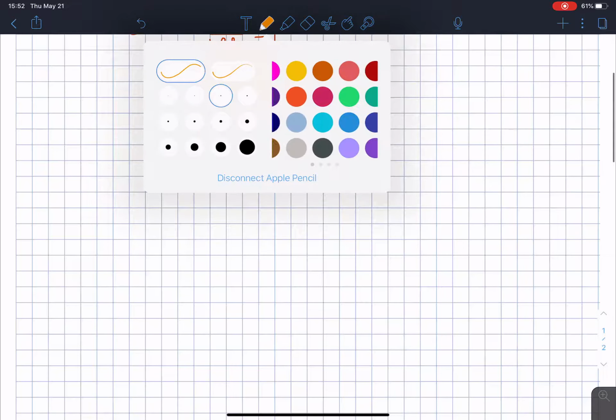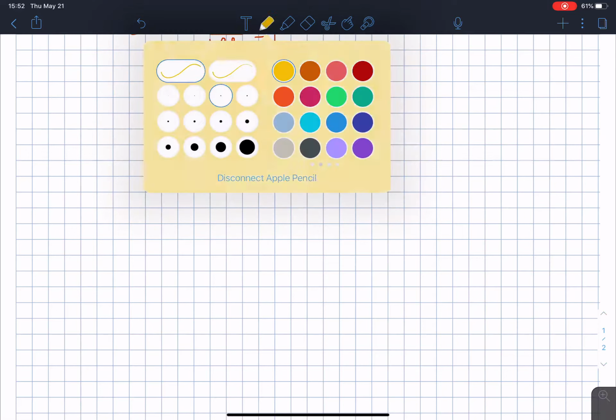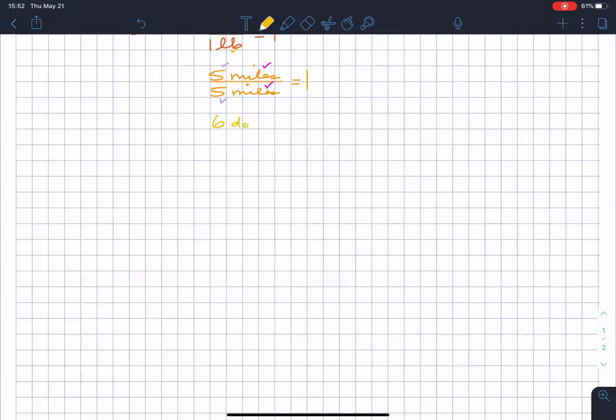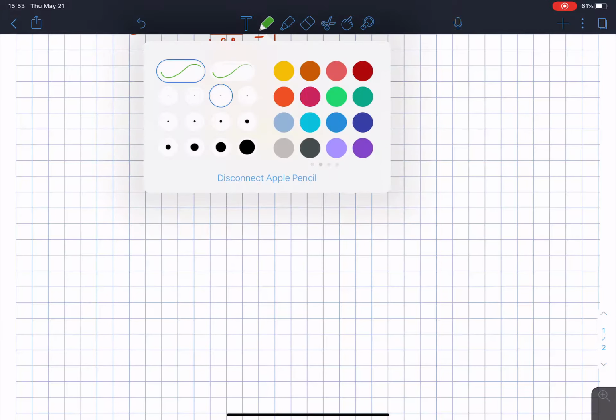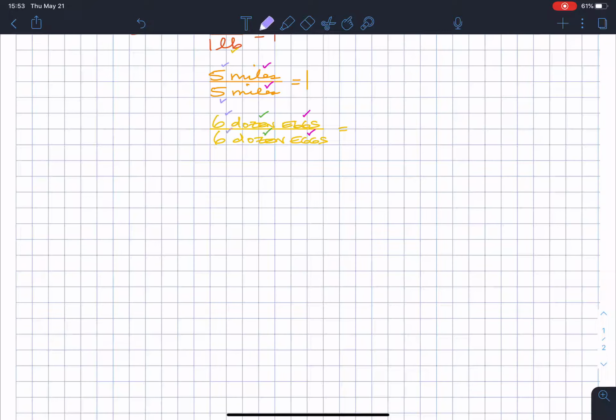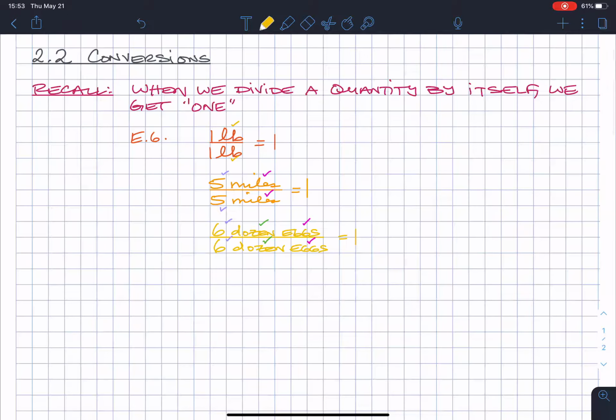Another would be, let's do 6 dozen eggs, even though I'm allergic. Okay, so 6 dozen eggs. Once again, I can reduce the units of eggs, I can reduce the units of dozens, and I can reduce 6 divided by 6, because 6 divided by 6 is just 1. So any quantity divided by itself is just 1. So hopefully that makes sense.